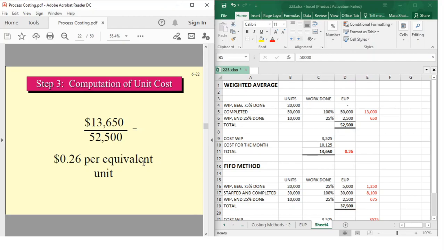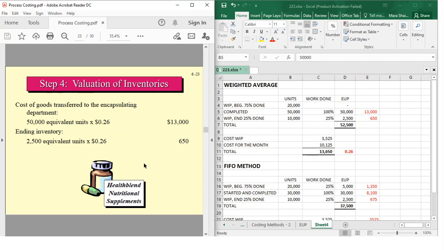Now, computation of unit cost, which I already mentioned. Then, valuation of inventories. So, in here, how much is the cost of those completed or transferred out? Because, remember, in the first part, your cost from one department is transferred to another department. So you should be able to determine the cost of the goods transferred.